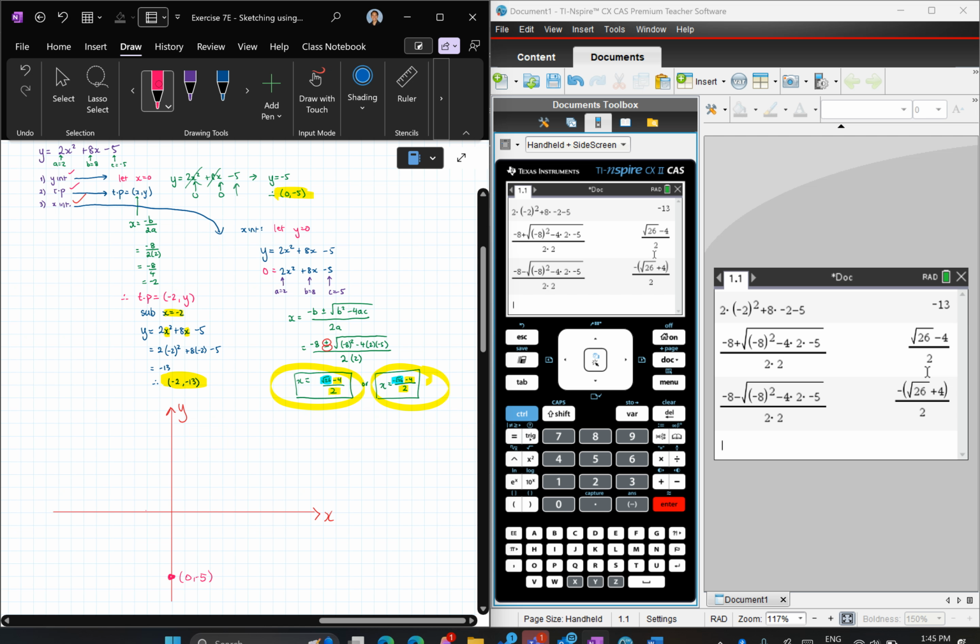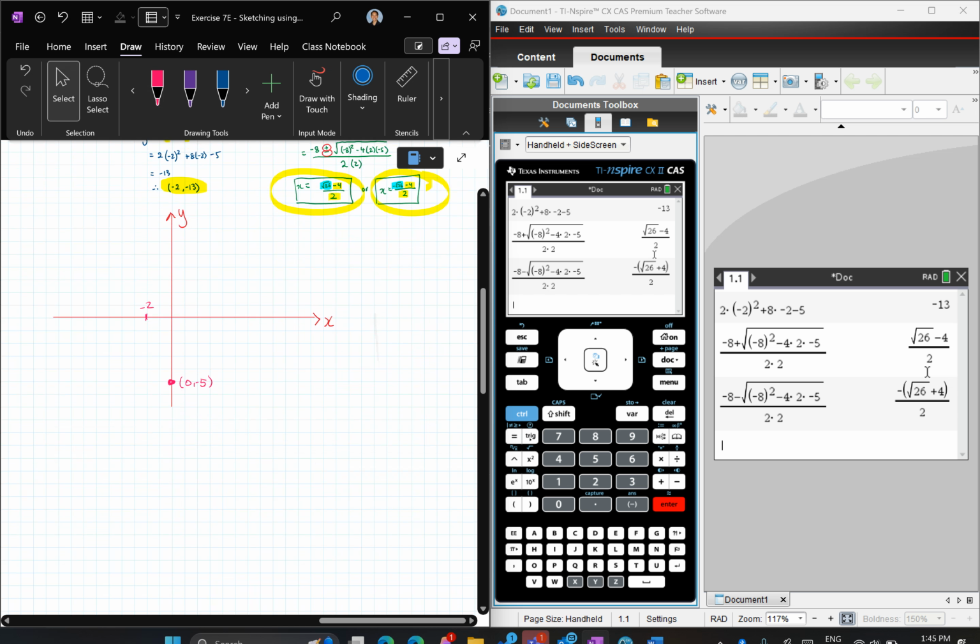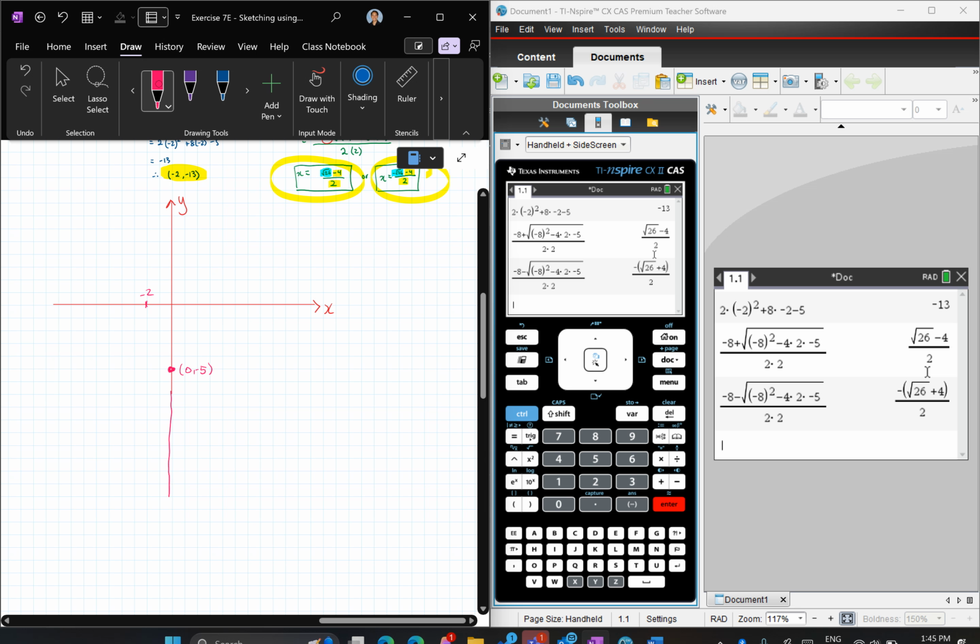And then the turning point is at negative 2, negative 13. So negative 2, let's say around here. So that's negative 2. And negative 13 tells me that it's probably going to go further down. So say negative 13 is around here. So your turning point must be over here. This is your turning point. That is now at negative 2, negative 13.